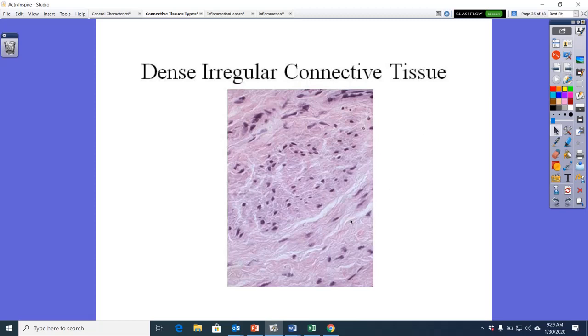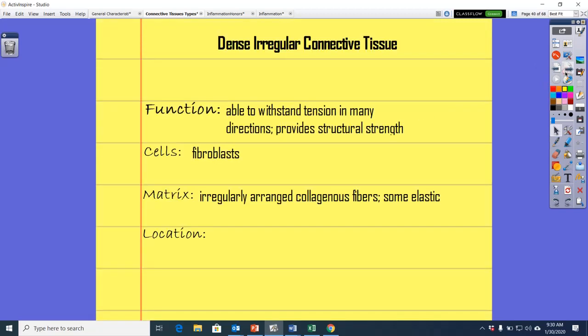And because they have collagenous fibers, we got to have fibroblasts to make them. And so all the black dots that you see here, purple dots, are going to be the nuclei of those fibroblasts. Okay, dense irregular can withstand tension in many directions because of the arrangement of the collagenous fibers. And it's also going to be found in areas where you need structural strength, like under the skin. We've got to have some flexibility, but we've also got to have some structure to the skin.